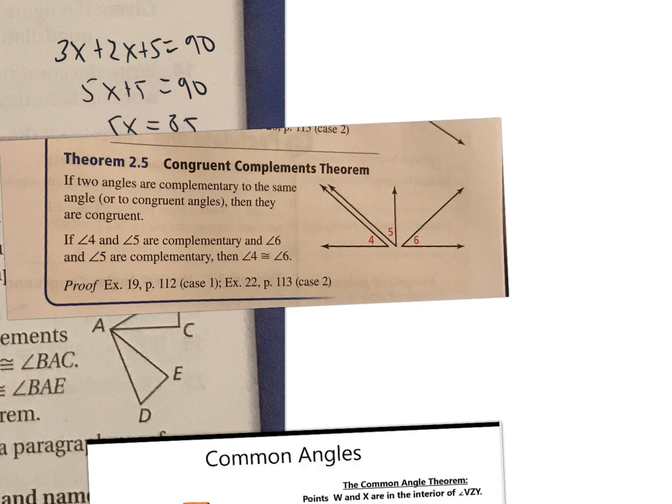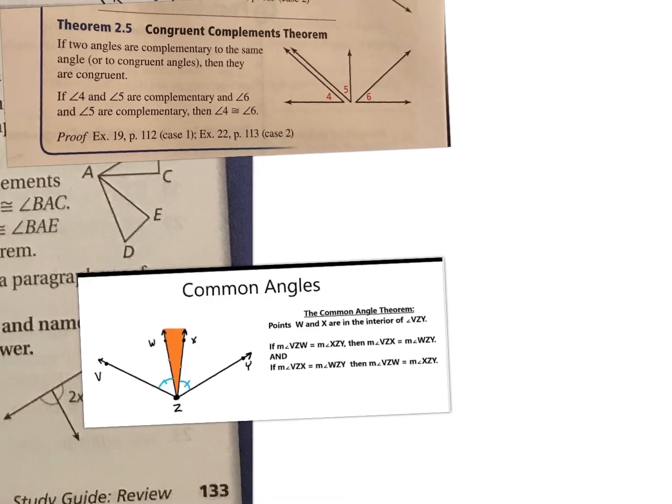So in other words, if angle 4 and angle 5 are complementary, meaning they add up to 90, and it's the case that angle 6 and angle 5 add up to 90 because they're complementary, then it must be the case that angle 4 is congruent to angle 6, meaning they're the same measure. Okay, so that's the congruent complements theorem. So we just want to make sure we're aware of that.